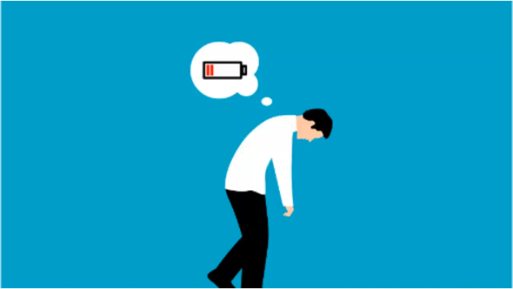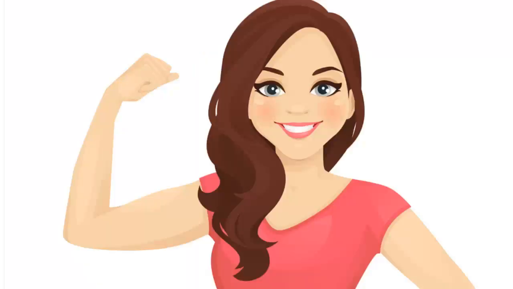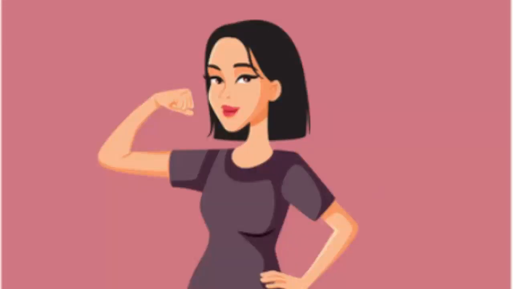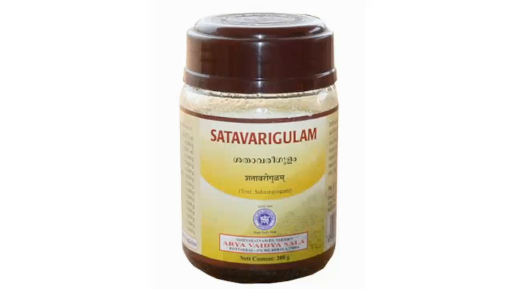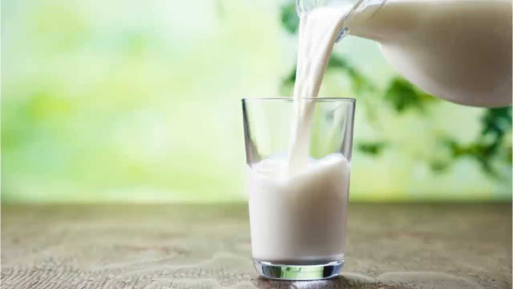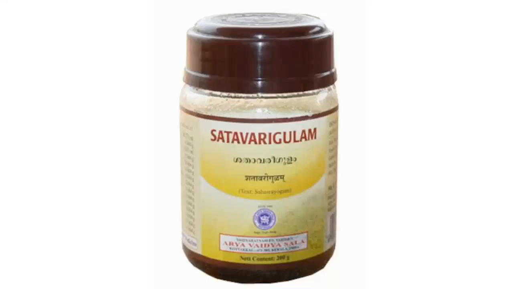Shatavari Gula can also be prescribed in generalized body weakness as it is Rasayana and Balya in nature, so it nourishes the dhatus. Now coming to the Anupan of Shatavari Gula, it is taken along with milk. In many of the conditions, it is taken along with milk. Milk is the Anupan of Shatavari Gula. We have seen so many indications of Shatavari Gula.